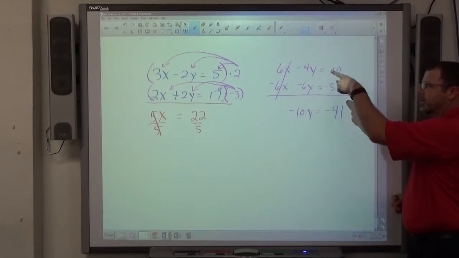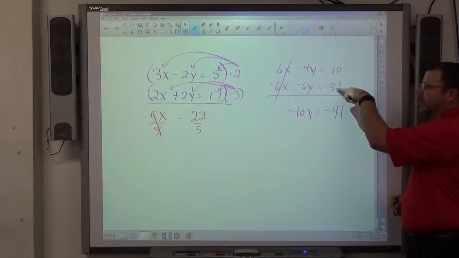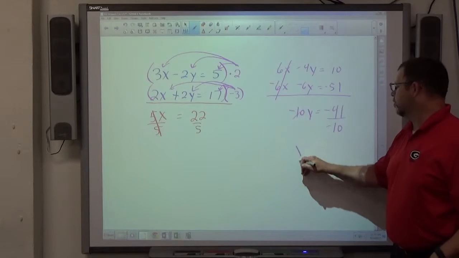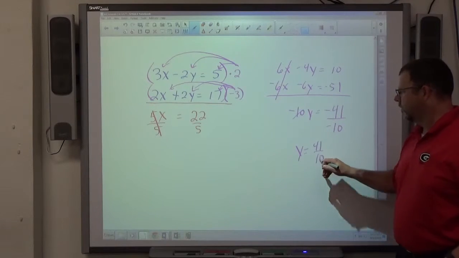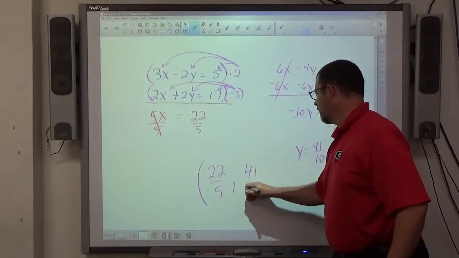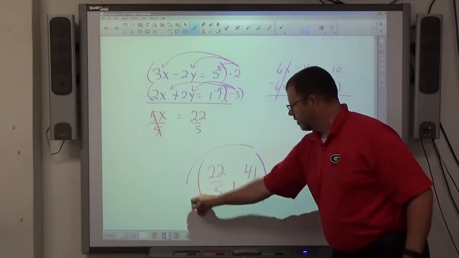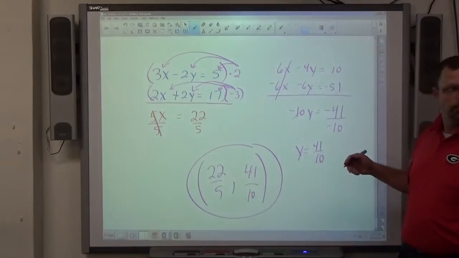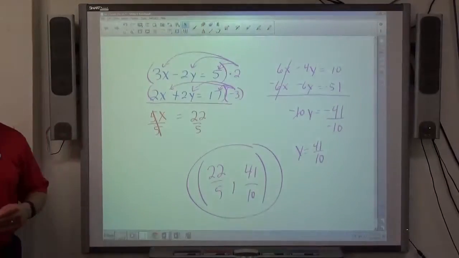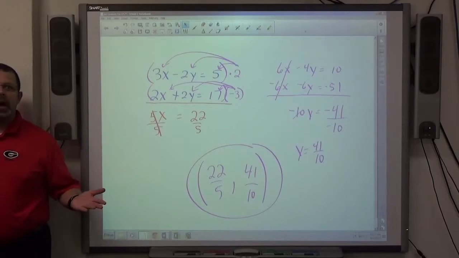Same sign add, negative's bigger. Different sign subtract, negative's bigger. Divide by negative 10, we get y equals positive 41/10. 22/5, comma 41/10. Negative 41 divided by negative 10 is positive. Two negatives make a positive. Okay. Elimination can work both times if you wish.